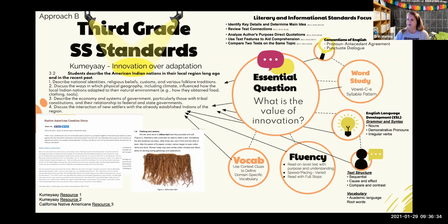So I would take maybe these two creation stories. I have the Native American creation story here and then another creation story. What could we do with those two creation stories? Well, we can do word study. We can find context clues to figure out words. We can work on our fluency. We can find all of our grammar. We can identify key ideas.